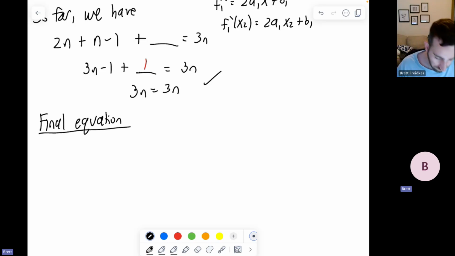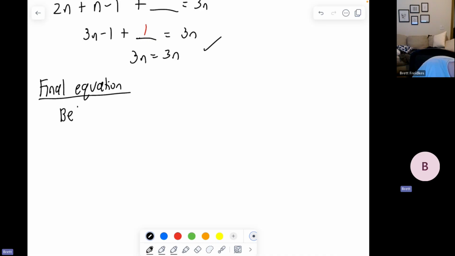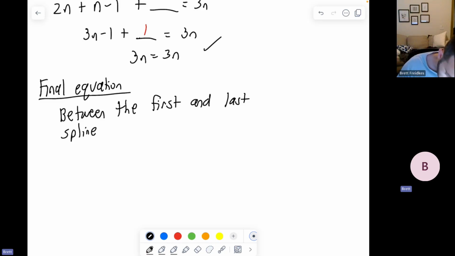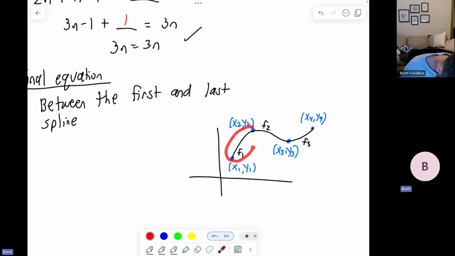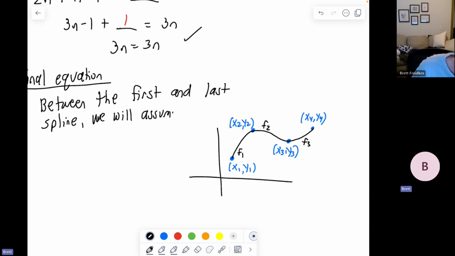So our final equation is not very satisfying, but between the first and the last spline, so again, I'll paste this again so we can look, meaning between the first and the last, we can have a bunch of splines in between, a bunch of these little baby interpolants in between. But we're just going to look at the first and the last one, and we'll check between first and last spline. We will assume one is linear.